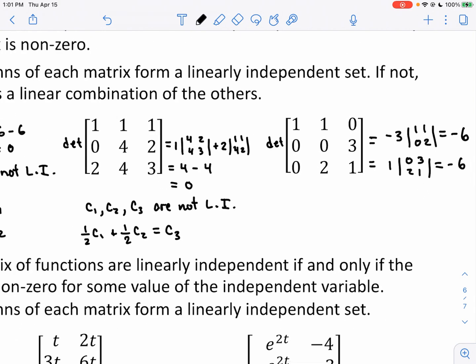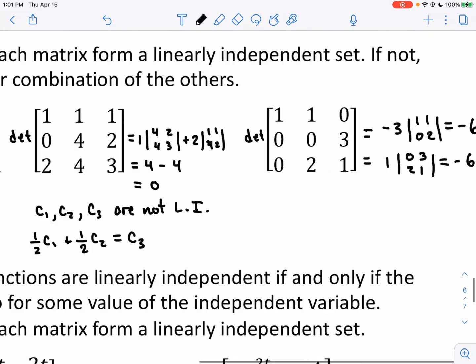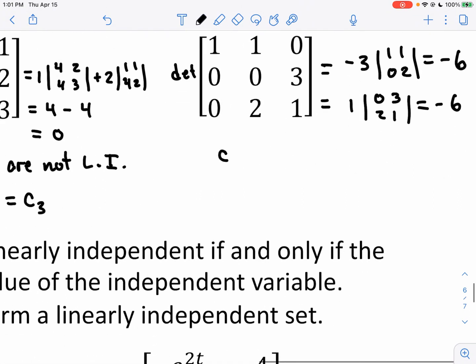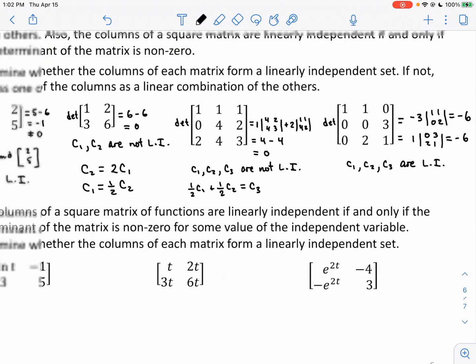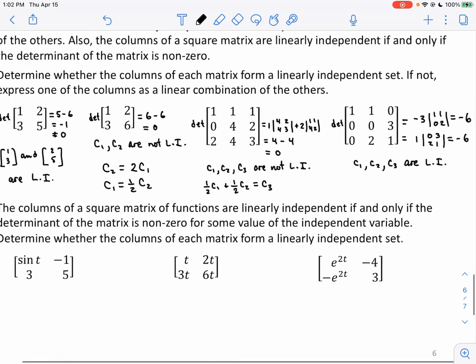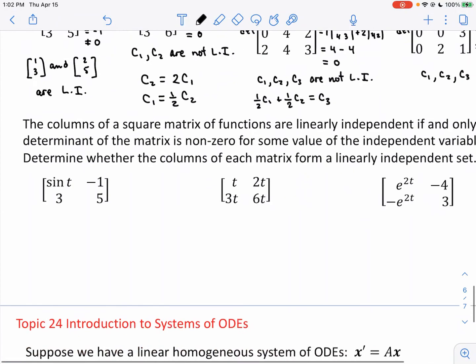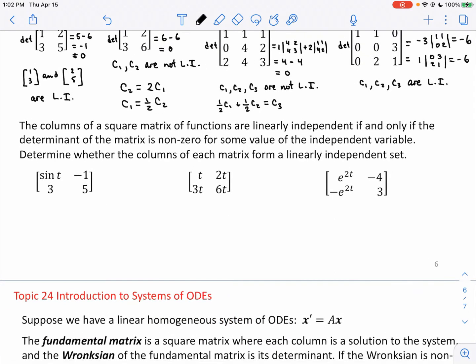But the determinant is non-zero, which means that the 3 columns are linearly independent. So column 1, column 2, and column 3 are linearly independent. There's no way to make one column out of doing a linear combination of the other 2. Okay, now let's just take this up to where our matrices or our vectors have their functions of t involved. So the columns of a square matrix of functions are linearly independent if and only if the determinant of the square matrix is non-zero for some value of the independent variable.